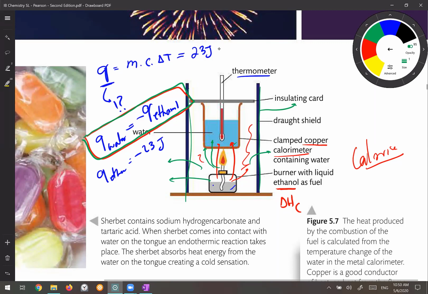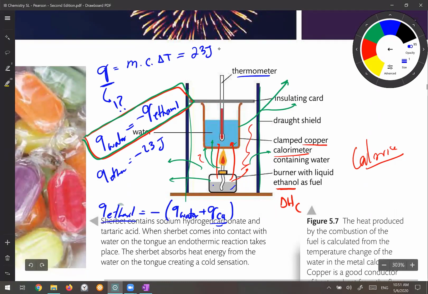Sometimes they also tell you how the temperature of the copper calorimeter is changed. In that case, the Q of ethanol would be equal to the negative of the heat which is transferred to the water plus the heat which is transferred to the copper calorimeter. So if the information for the copper calorimeter is given, we can include it here. This one is a better estimation for the amount of heat which is released by the burning ethanol.